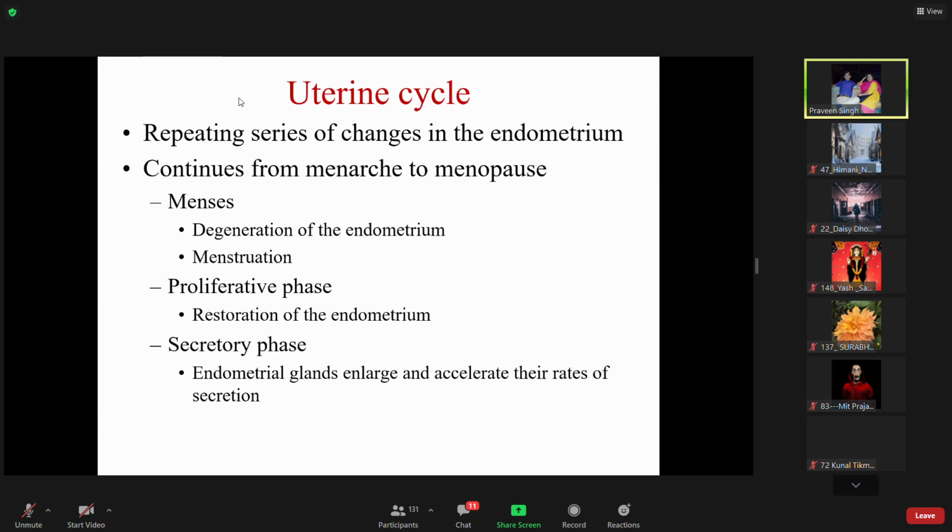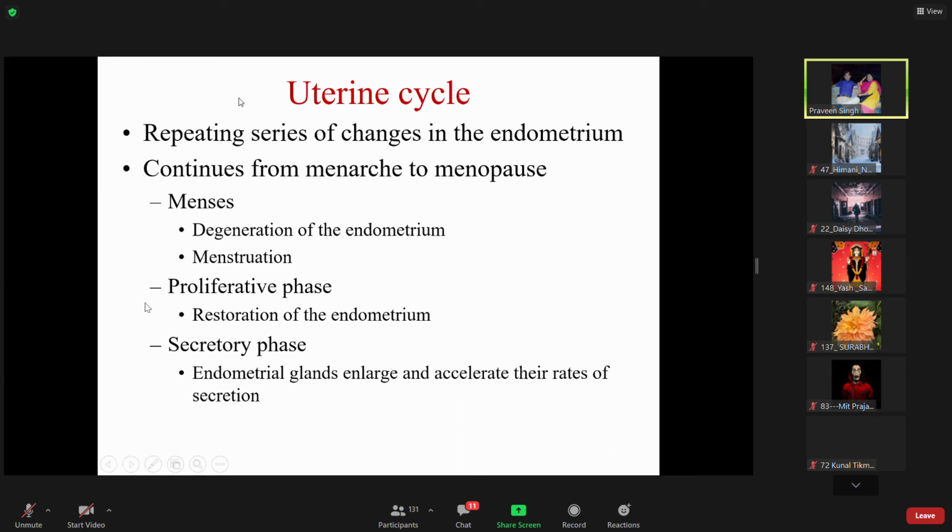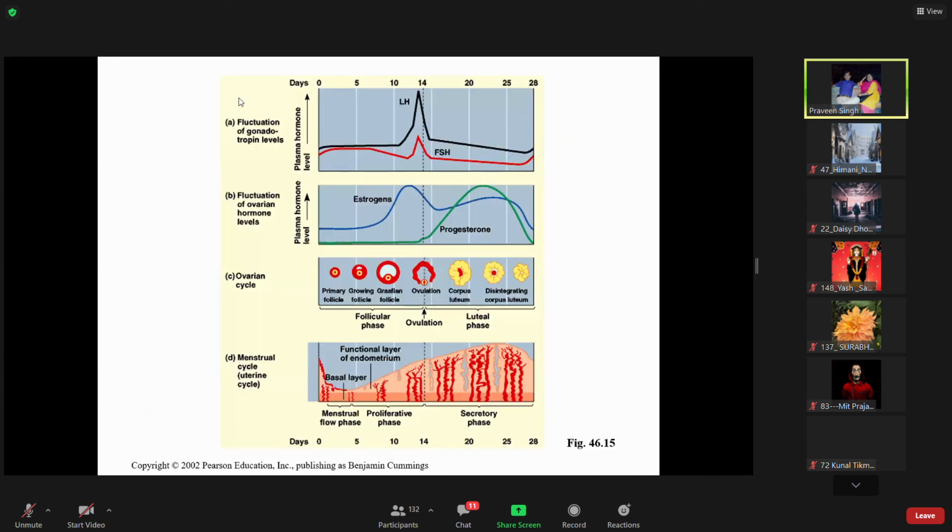So if we see that preparation for pregnancy, it forms three phases. From menarche to menopause, a female undergoes the uterine cycle, which has three phases: menstrual phase, proliferative phase, secretory phase. Please remember, these correspond to the phases of the ovarian cycle. Now the ovarian cycle has the follicular phase, and at the beginning of the follicular phase there is the menstrual phase. Then there is a preparation.